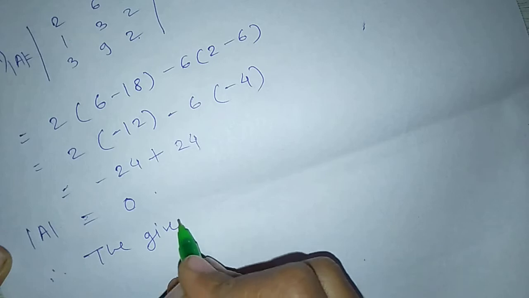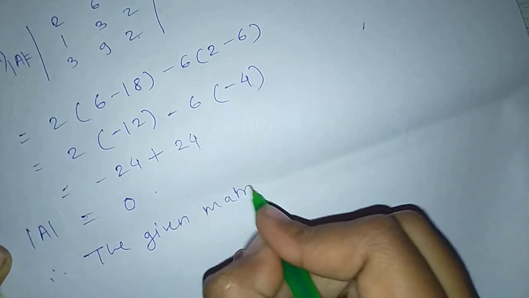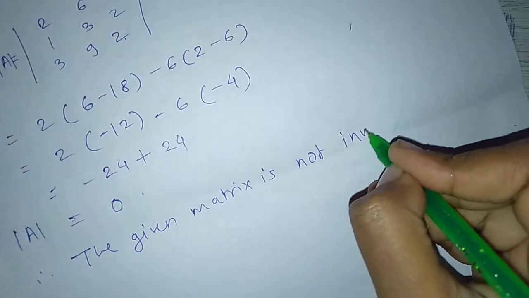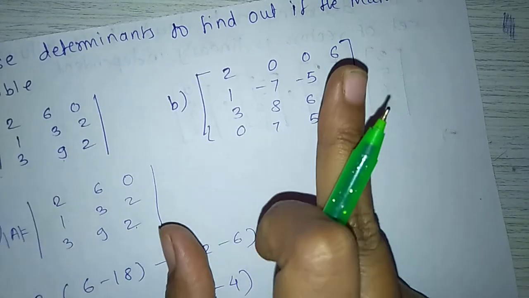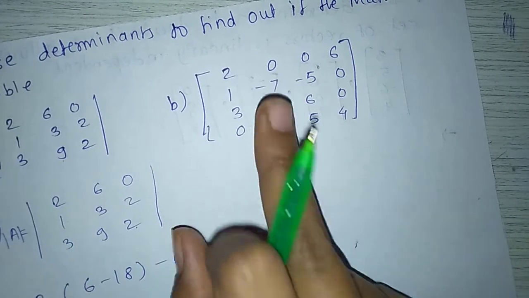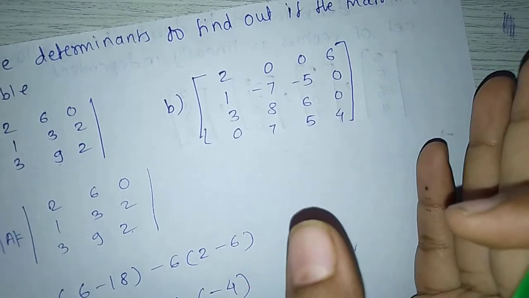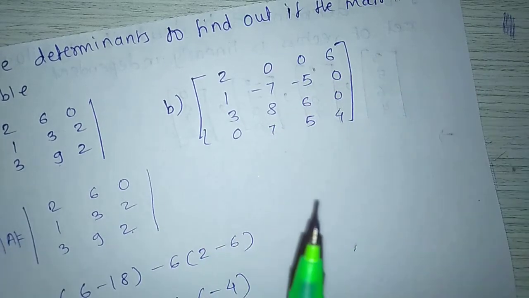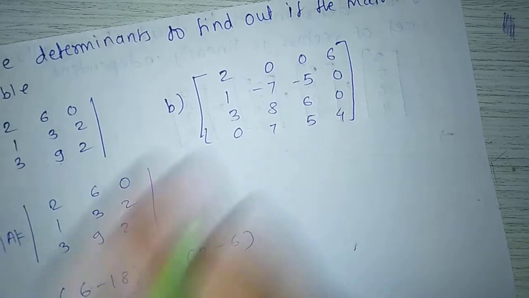The given matrix is not invertible. Second, find the determinant of this matrix. If the determinant of this matrix is not equal to 0, then the given matrix is invertible, and if we get determinant of this matrix equal to 0, then the given matrix is not invertible. This is your exercise.